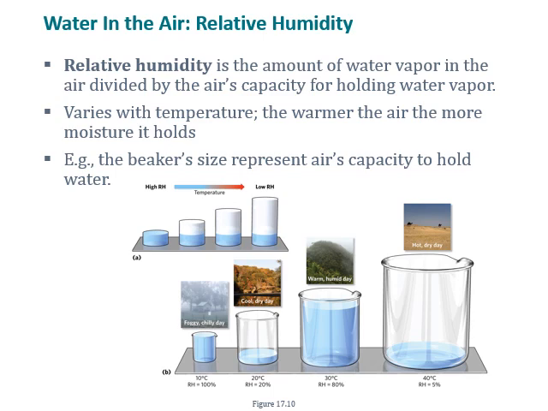Relative humidity is the amount of water vapor in the air divided by the air's capacity for holding water vapor. Importantly, relative humidity varies with temperature. The warmer the air is, the more moisture it can hold. The figure below shows different size beakers representing different environments and different temperature regimes. I find this figure rather confusing, so I would prefer if you just stick to the text here to understand relative humidity.